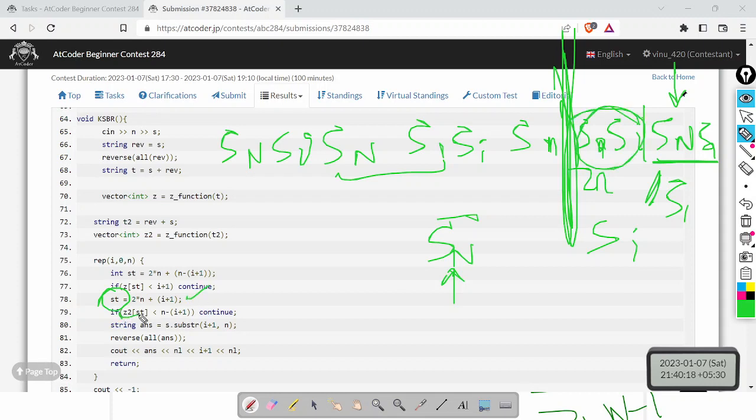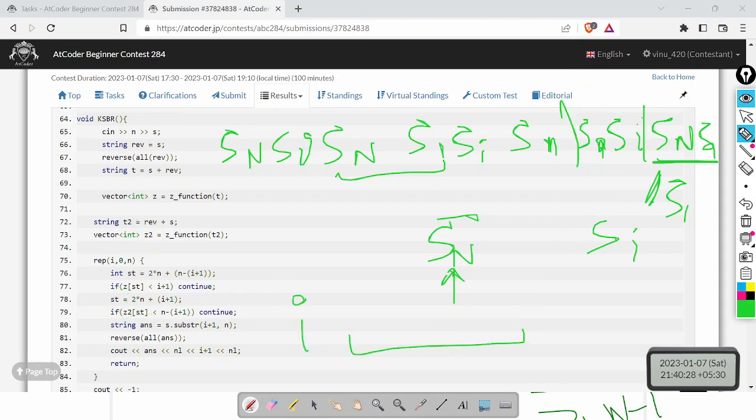And if this z2, the second z function, value is less than n minus i plus 1, then we simply continue. Otherwise our answer is simple, because we know i, then we know that the next i characters in the given string t, the characters from i plus 1, are the answer string. So the answer is the substring starting from i plus 1 of length n. S dot substring i plus 1 of length n, and we reverse the string because we know that the middle portion is in reverse order sn to s1. So reverse and print it, and print the i and return. This is the question.